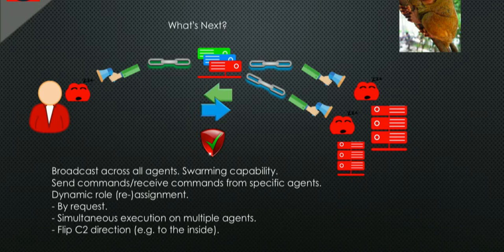So you can have a swarm capability where you are broadcasting requests and getting responses from where you need to be. You can bring in a friend, a different agent that would be taking over your C2 capability, and you can hand it off. You can change the role, hand it off to another guy. So simultaneous execution on multiple agents may be possible. Flipping C2 direction may be possible.